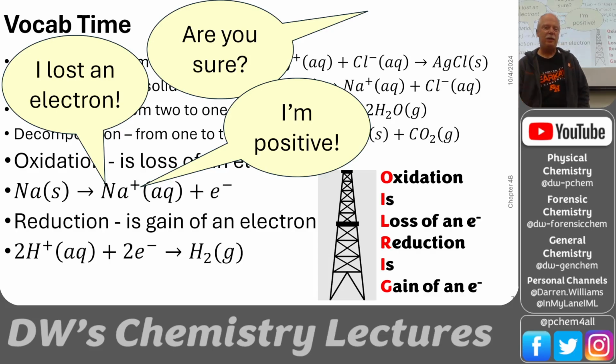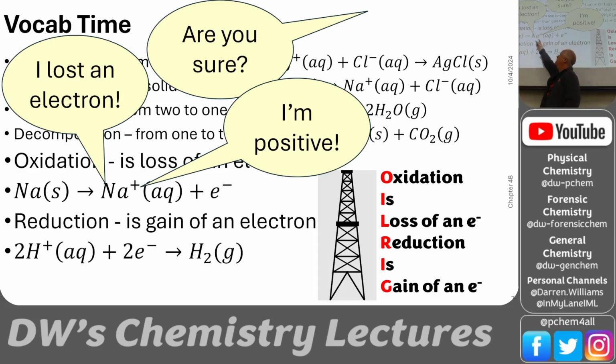Okay, so this is how people remember this. OIL RIG, oil rig. Oxidation is loss. And we're Texans, we remember oil rigs. Okay, so oxidation is loss, reduction is gain. So when we talk about loss or gain, we need to think about the electron. So oxidation is loss of an electron, reduction is gain of an electron. So that'll help you remember it.